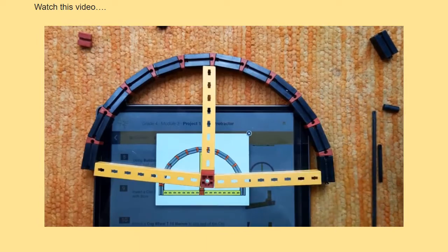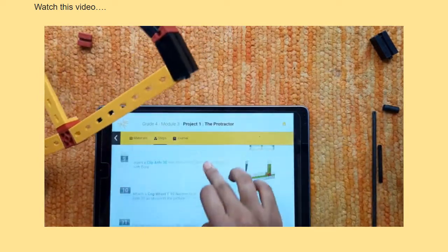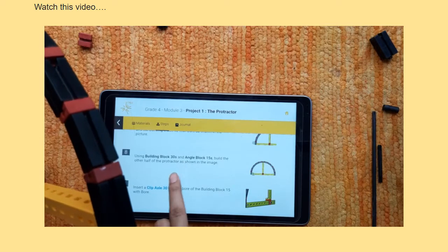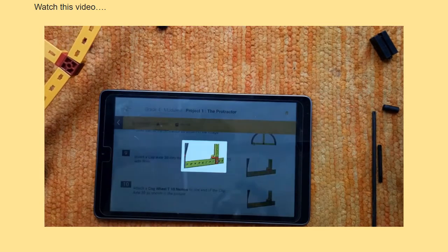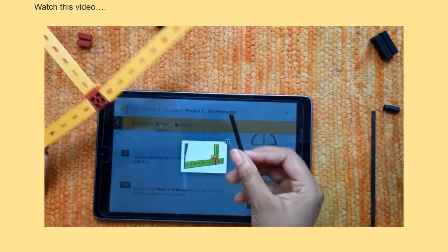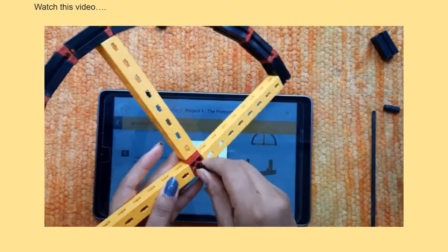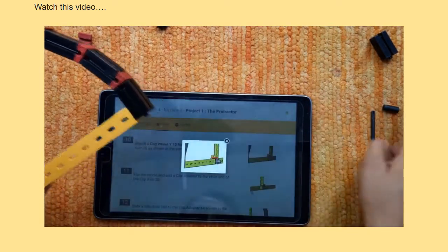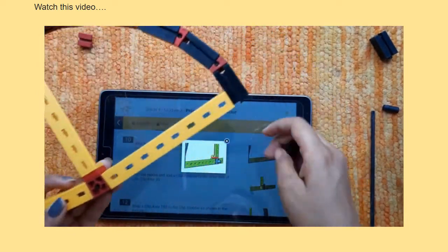So yes, this is almost ready. Next step is insert a clip axial 30 into the bore of the building block 15 with bore. Here I have to insert a clip axial 30 just like this. Next step is attach a cog wheel T10 narrow to one end of the clip. This is the cog wheel that I need to attach.